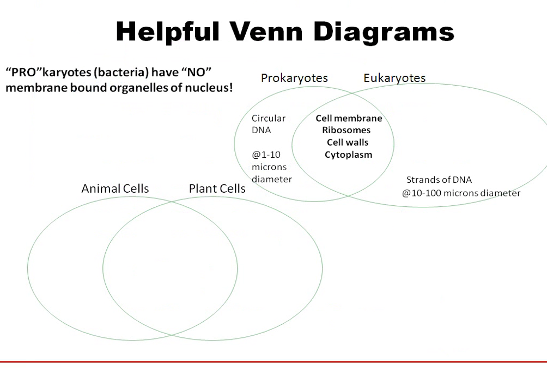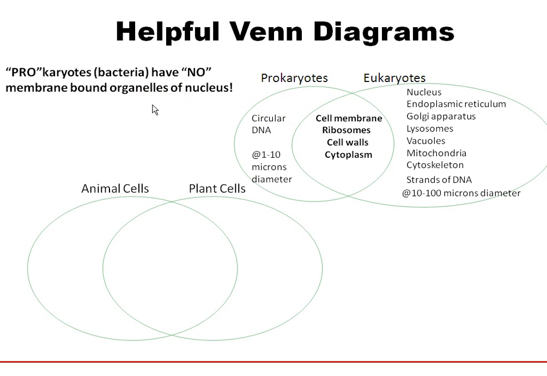These are some helpful Venn diagrams. Pro means before, karyo means nucleus. These things evolved before the nucleus. However, you can use this little mnemonic trick to help you remember this. Prokaryotes, pro means no membrane-bound organelles or nucleus. Now remember, the ribosome is not membrane-bound, so that is something that prokaryotes have. However, look at all those things that eukaryotes have that are membrane-bound: nucleus, endoplasmic reticulum, Golgi, lysosomes, vacuoles, mitochondria. All these are membrane-bound organelles that are not shared with prokaryotes.